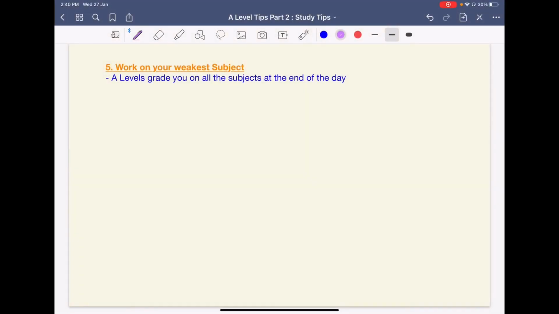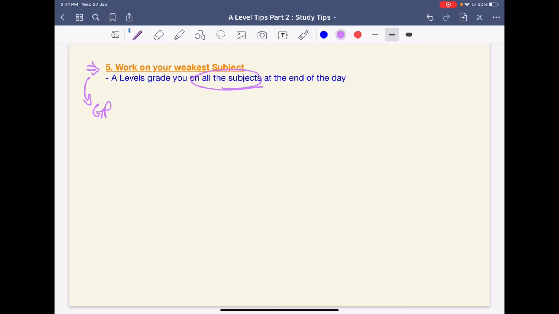My next tip for you is to make sure that you work on your weaker subject, no matter how much you kind of dislike it. Because at the end of the day, A levels will grade you on all your subjects. For me, my weakest subject was definitely General Paper, because my attitude and interest towards GP wasn't really the best, and I guess my results do show that kind of mentality.